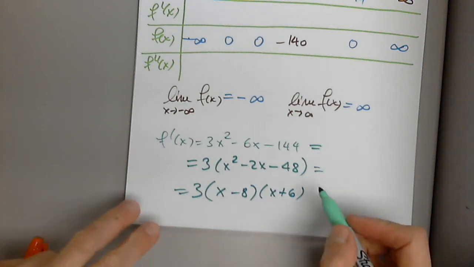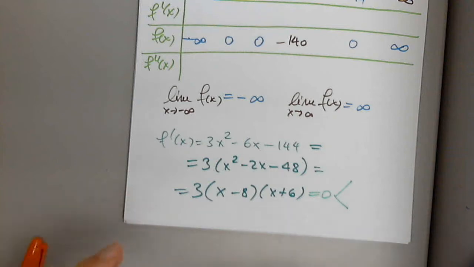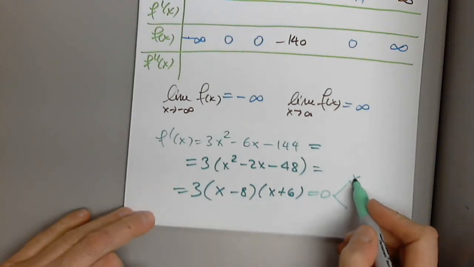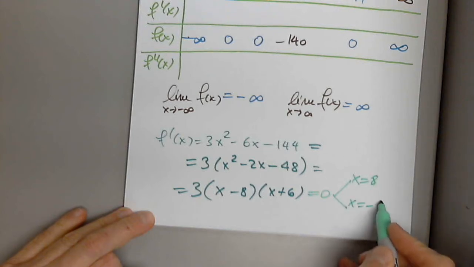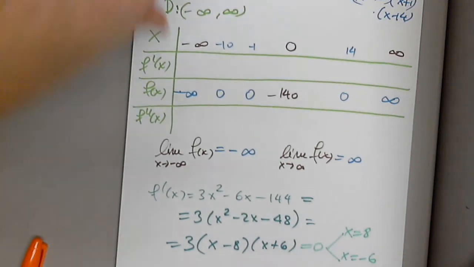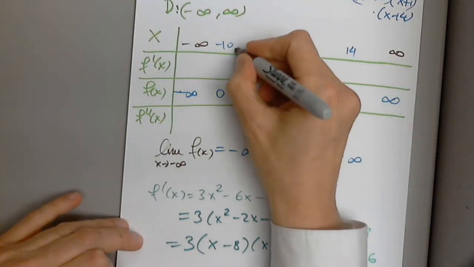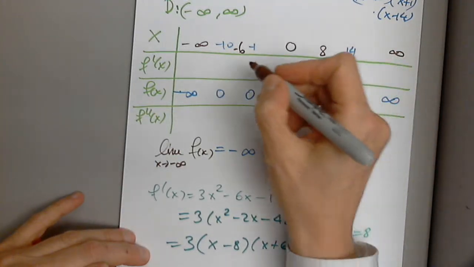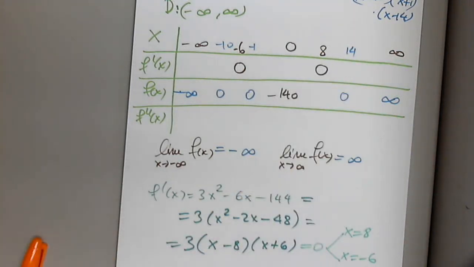I will set it equal to 0 in order to find critical numbers. It will always be defined. It's a polynomial function. But there are two critical numbers coming from f prime of x being 0. One of them equals 8, and the other one negative 6. So I have to insert negative 6 here and 8 here and put 0 for the derivative.